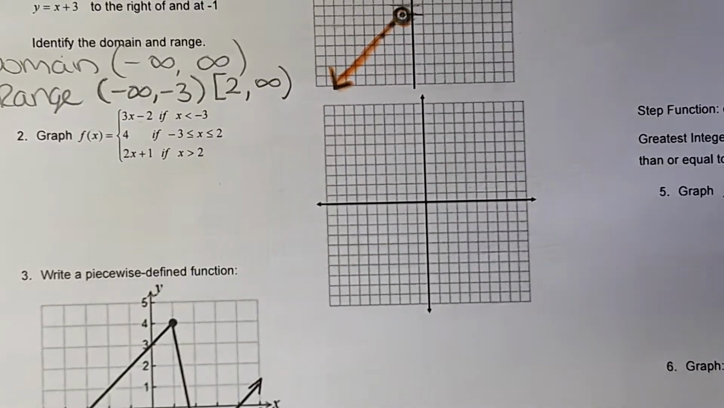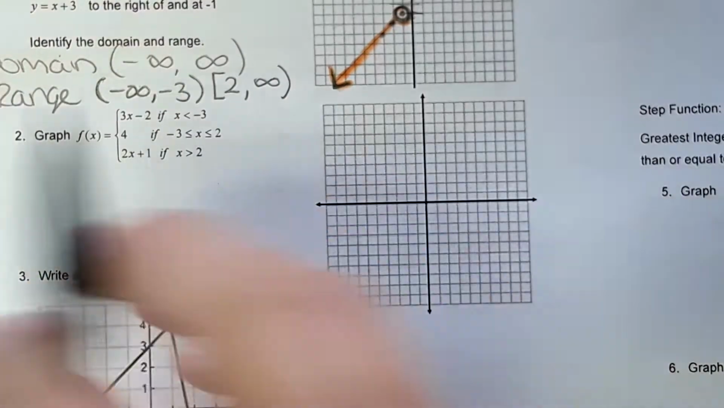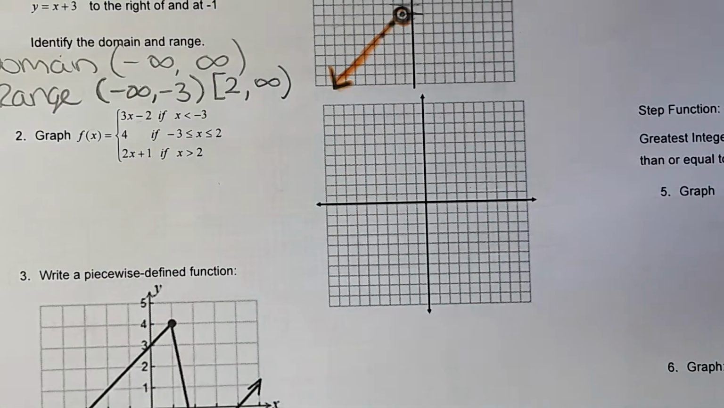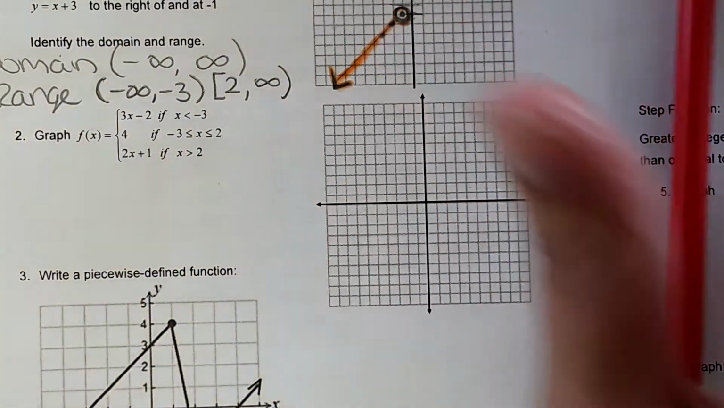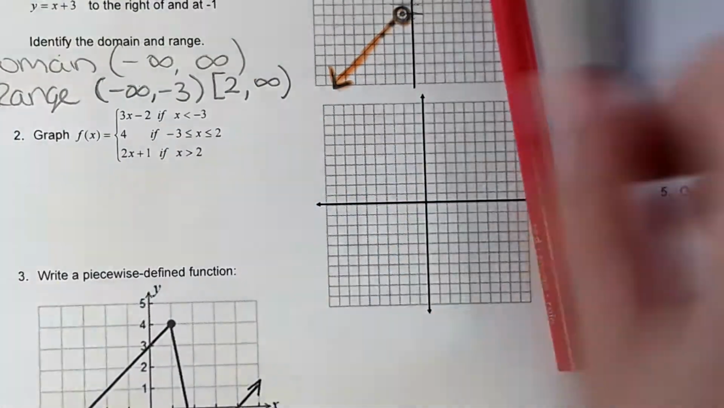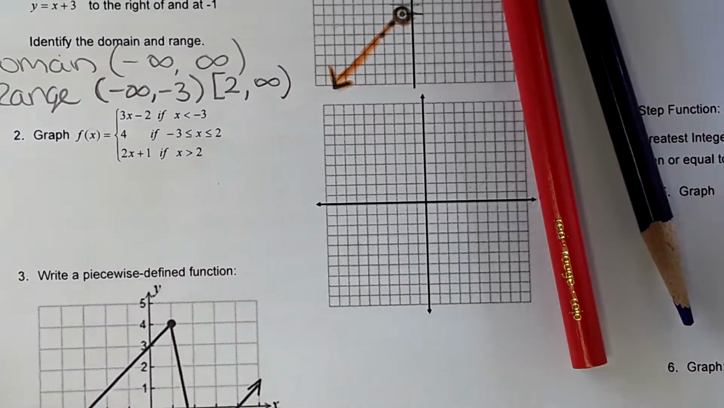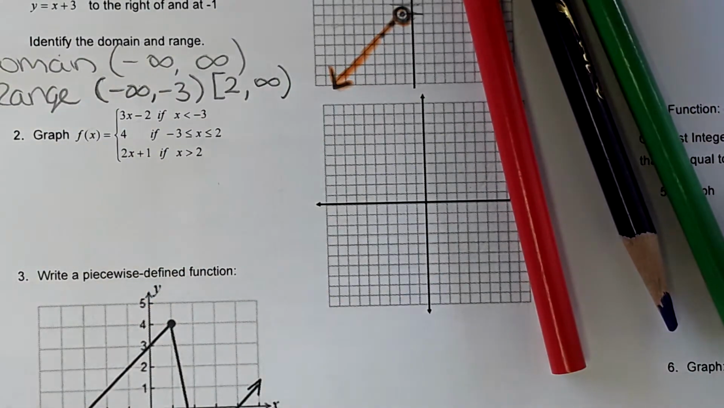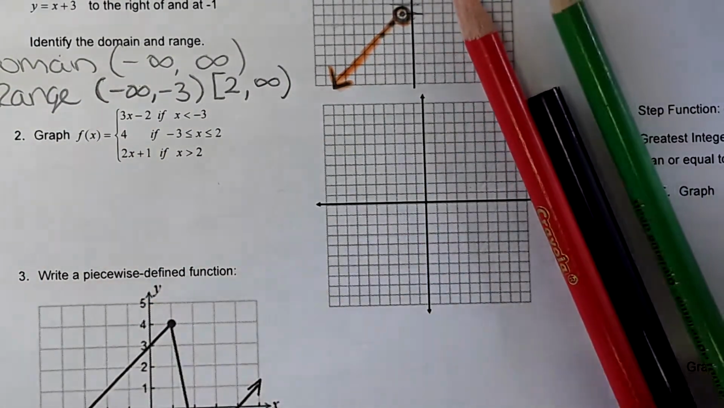Okay, this one's same idea, except for now we have 3 functions. So we need 3 colors. The 3 colors I'm going to use are like this reddish, pink, purple, and green. If you want to try to match my colors, that's up to you.